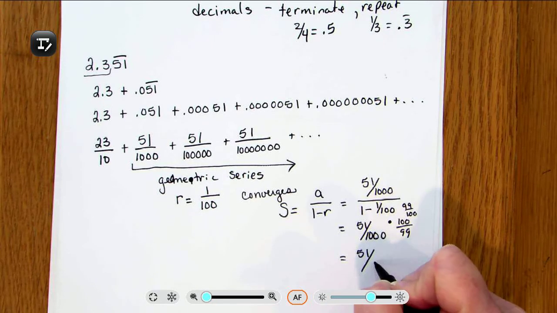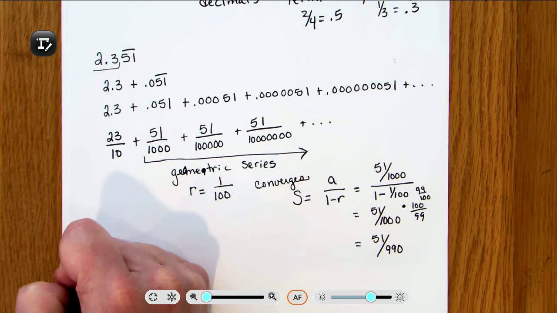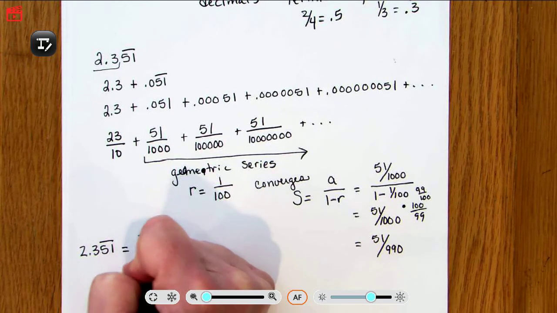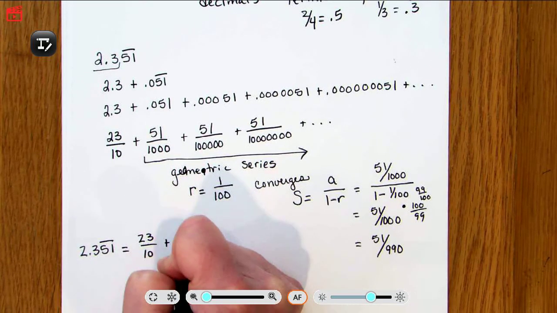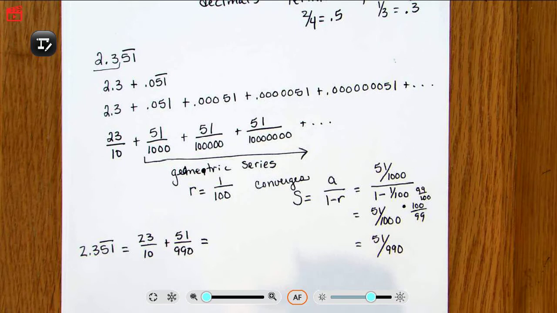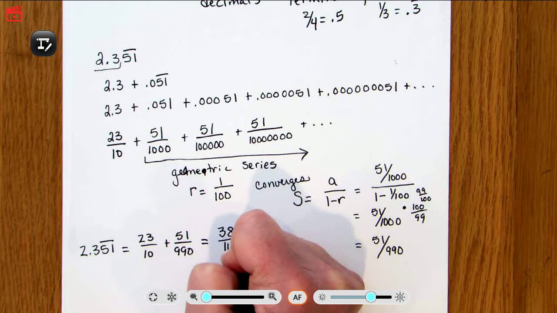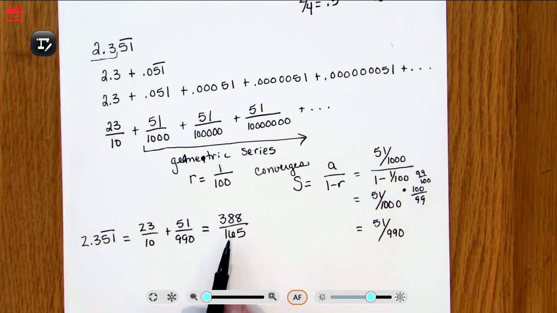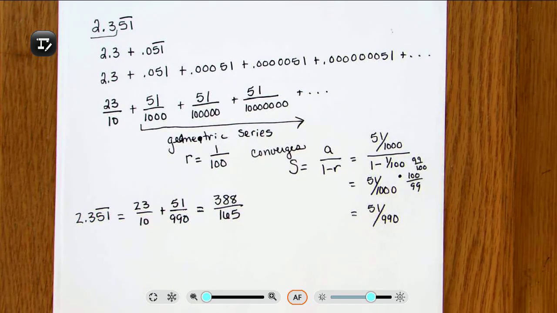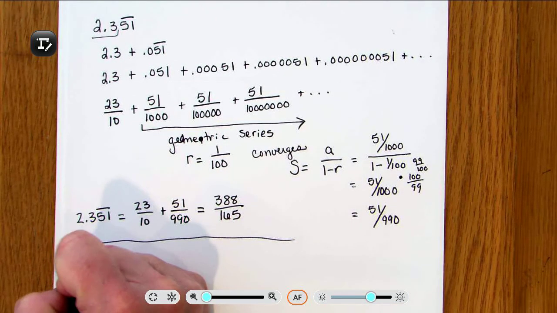51 over 990. So then this decimal can be written as 23 over 10 plus my 51 over 990, which if I got the common denominator and added them together is 388 over 165. And if you do the division, you'll notice that it does give you 2.3515151. All right.